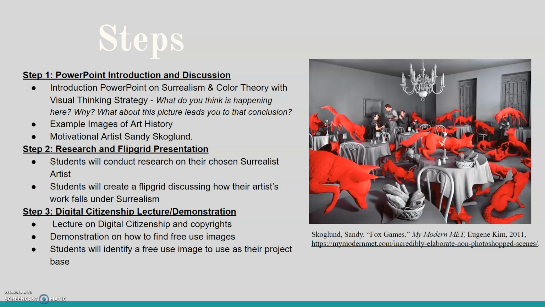I would include images from art history, so other surrealist artists, and the main artist for this project is Sandy Skoglund, the artist of the picture on the right. And this relates really well to not only the 5th standard that I had, which is using art history to create personal work, as we're tying surrealism back into our project, but also the 3rd art standard, which is to evaluate an artist's intent with the visual thinking strategy.